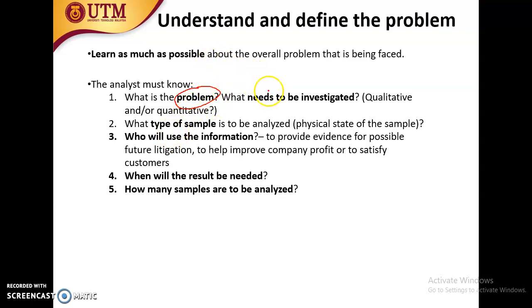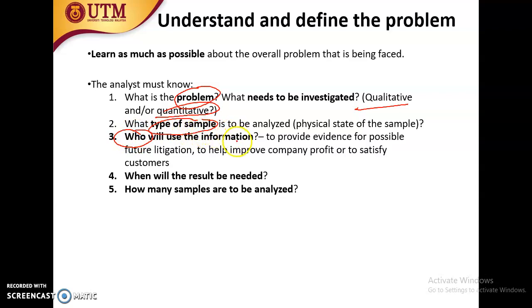Okay, what needs to be investigated? Do we need to investigate a human specimen? Do we need to investigate only the waste product from the human specimen? That's what you ask yourself when you are doing chemical analysis. Is it qualitative or quantitative? I already explained a lot in previous slides. The next question is what type of sample, which we already covered, and who will use the information. Most of the time it is going to be the court.